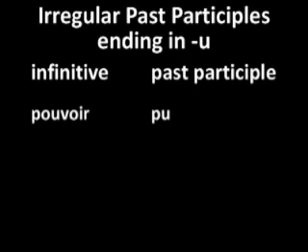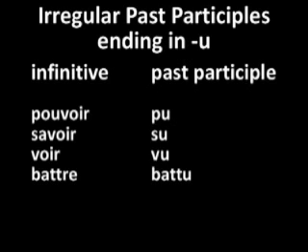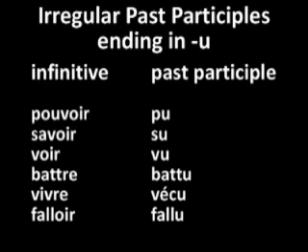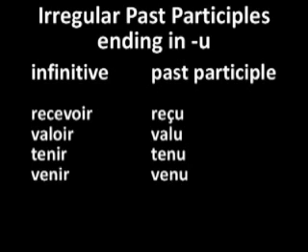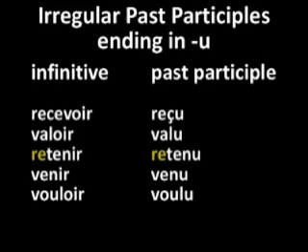Pouvoir, pu, savoir, su, voir, vu, battre, battu, vivre, vécu, falloir, fallu, recevoir, reçu, valoir, valu, tenir, tenu, venir, venu, vouloir, voulu. Please keep in mind that all verbs formed off of these bases have similarly irregular past participles. For example, the verb retenir, to retain, has the past participle retenu.